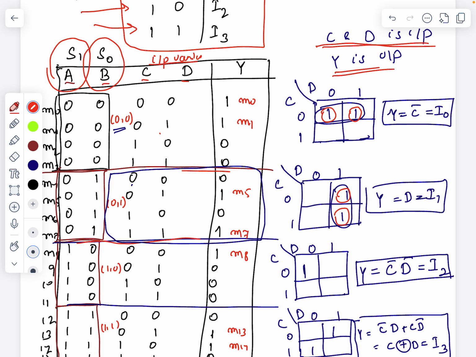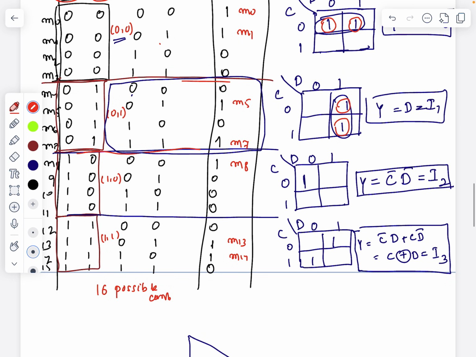Similarly, I make the K map for this group of four. Only for 0 0 I'm getting output 1. So I got Y equal to C bar D bar, which is nothing but I2. Similarly, if I make the K map for this last group of four, I'll get Y equal to C XOR D. That is nothing but I3.